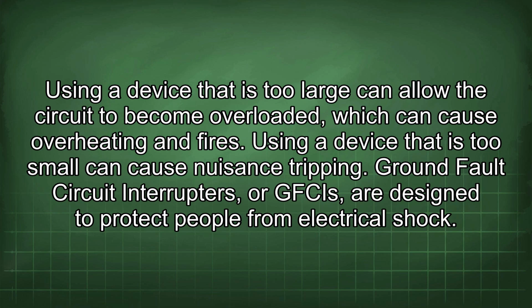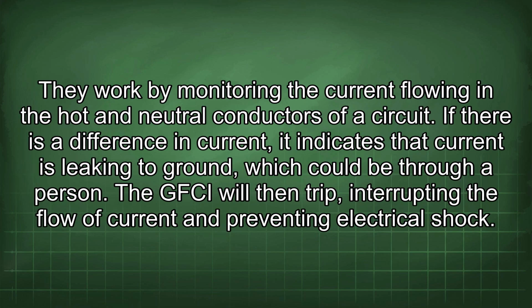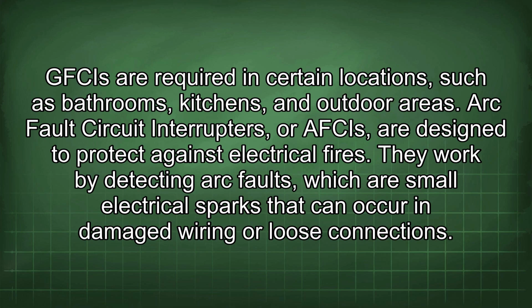Ground fault circuit interrupters, or GFCIs, are designed to protect people from electrical shock. They work by monitoring the current flowing in the hot and neutral conductors of a circuit. If there is a difference in current, it indicates that current is leaking to ground, which could be through a person. The GFCI will then trip, interrupting the flow of current and preventing electrical shock. GFCIs are required in certain locations, such as bathrooms, kitchens, and outdoor areas.